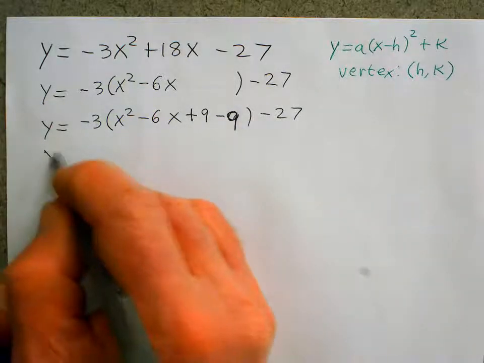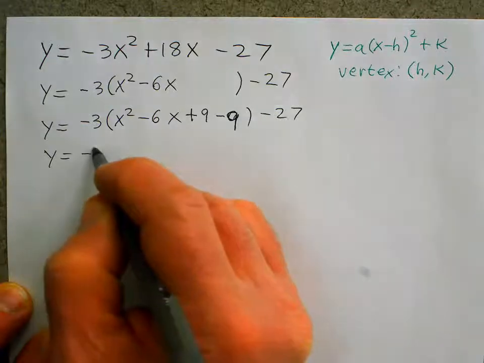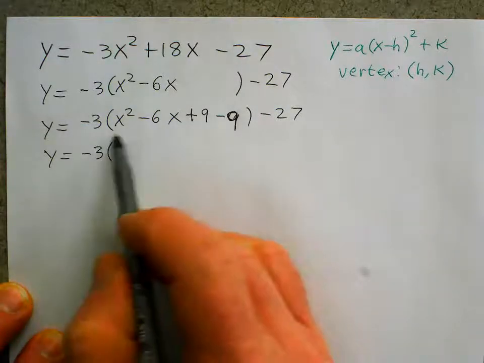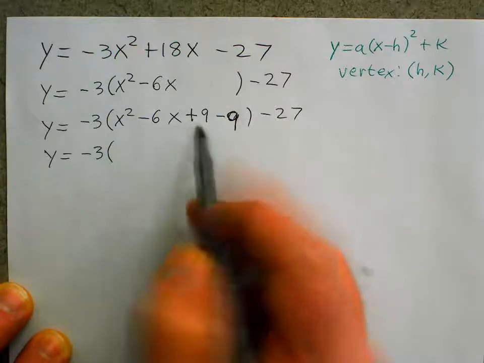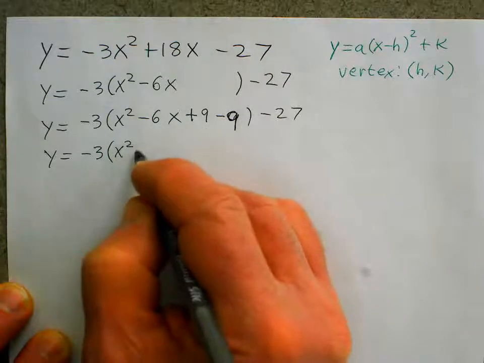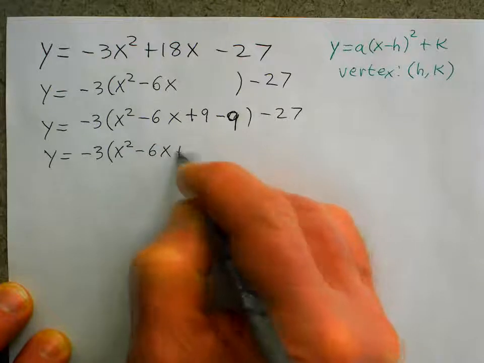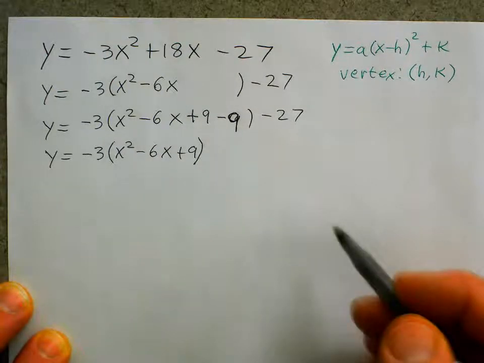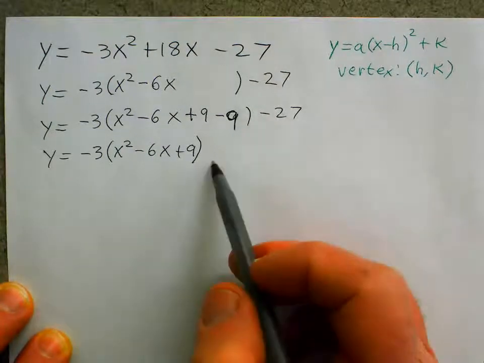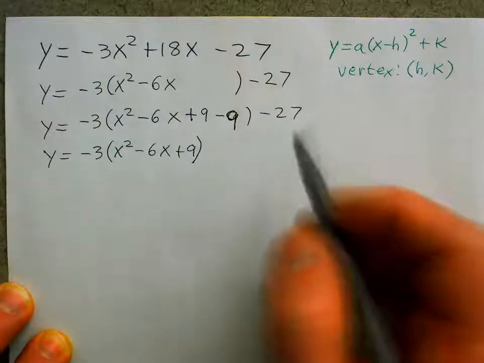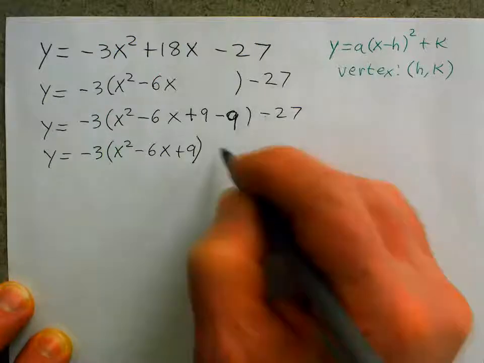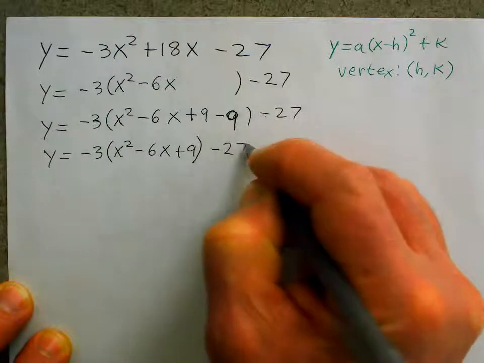Okay, the next step, we keep the perfect square trinomial inside the parentheses, x squared minus 6x plus 9. And then what goes on the outside of the parentheses? Okay, we already have a minus 27, but what else?